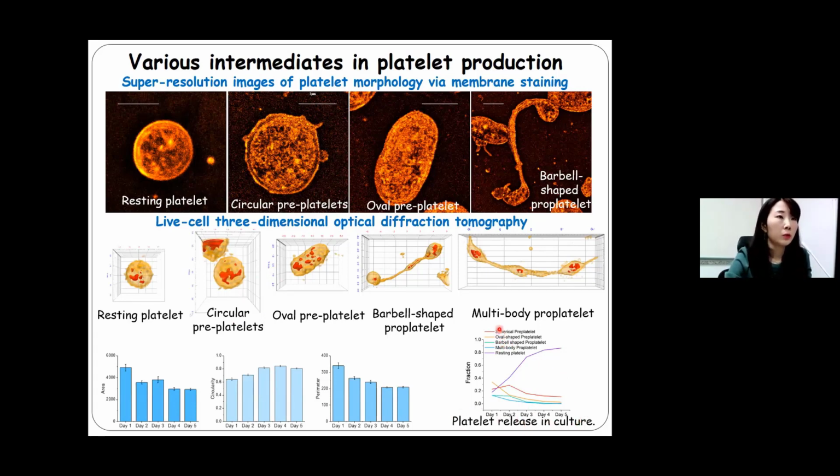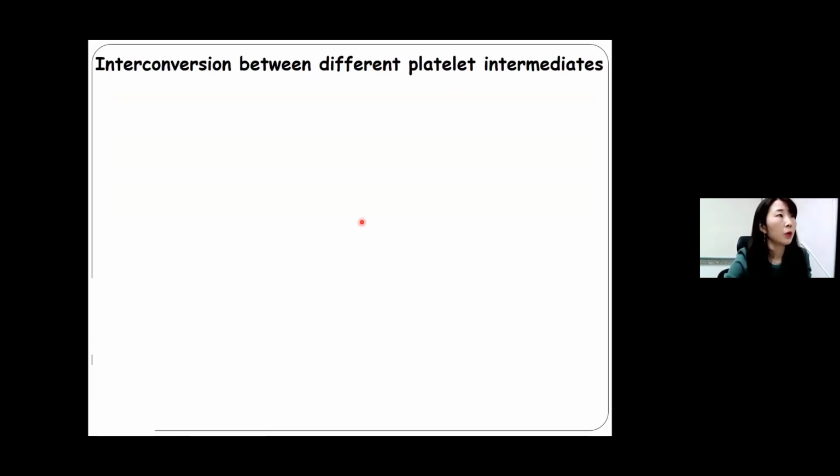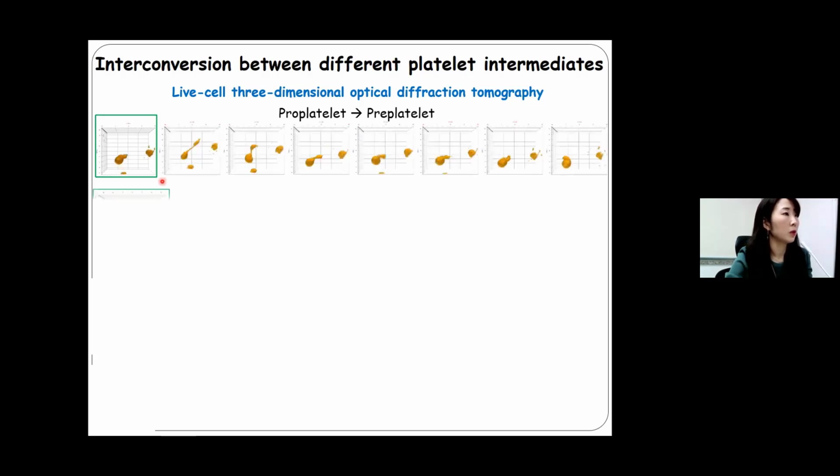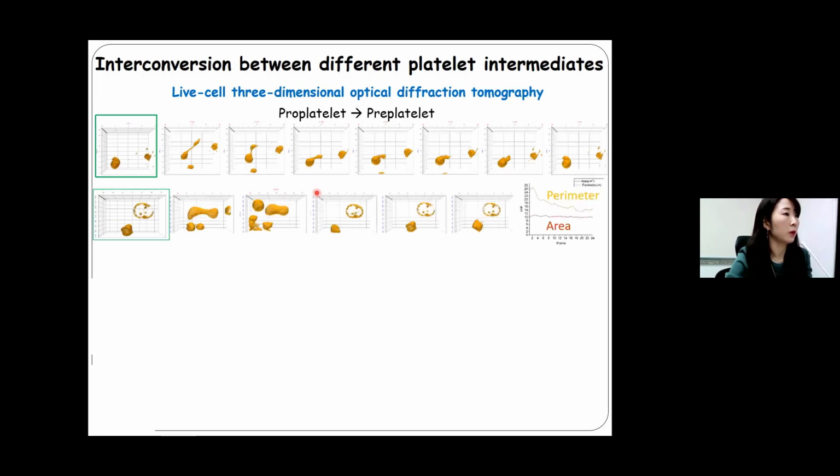So based on our experimental condition, we also tried to observe the interconversion between the different platelet intermediates. To observe them, we used live cell holography. And from the movie, we could observe the interesting interconversion. For example, the conversion from the proplatelet to preplatelet, like this, by observation of one body to another. And there's another movie for the conversion from the proplatelet to preplatelet, like this.